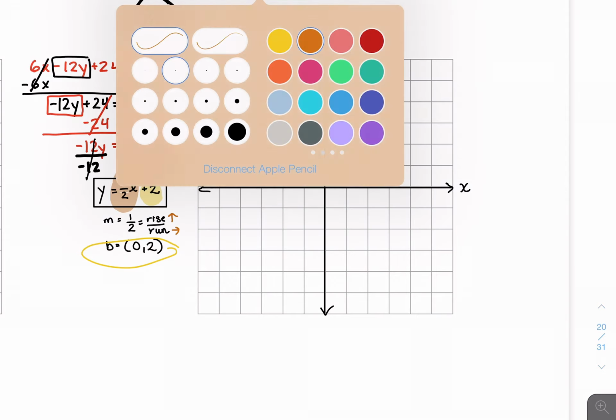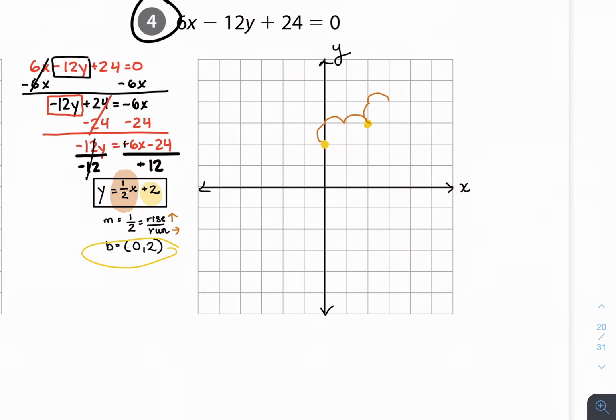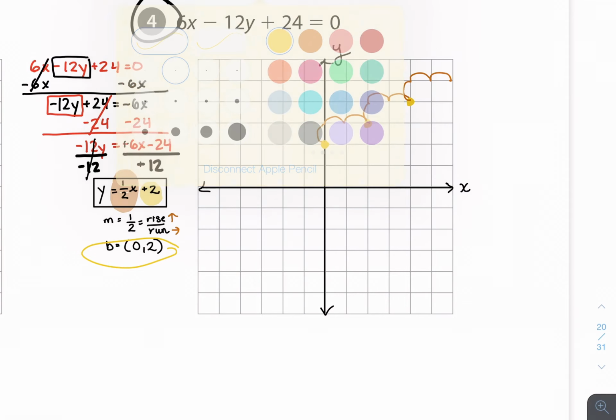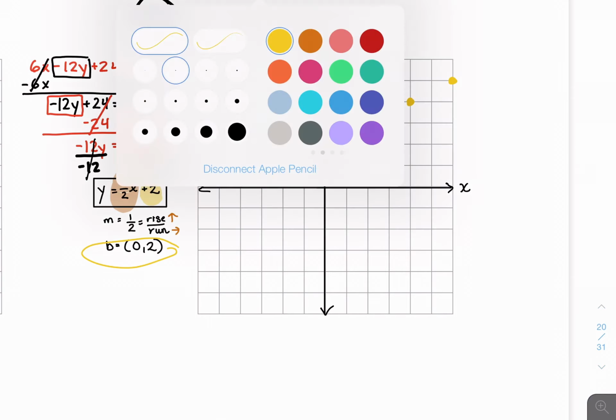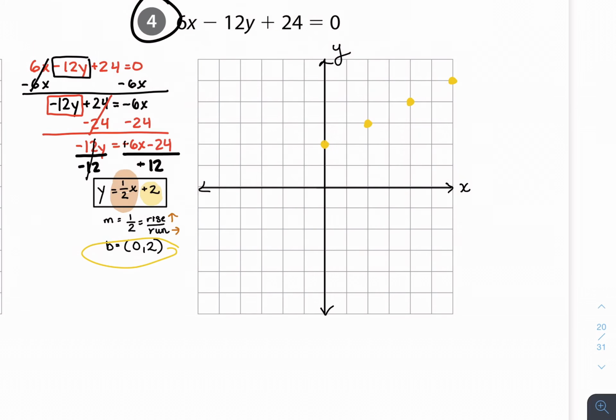I'm going to do it again. Up 1, right 2 for my next point. And I'm going to do it one more time. Up 1, right 2 for my next point. Alright, so I have all the points on the right side that I can get. So what I can do is the exact opposite directions to get all the points on that side.